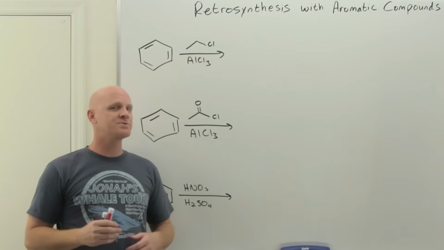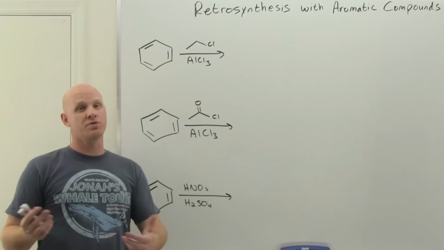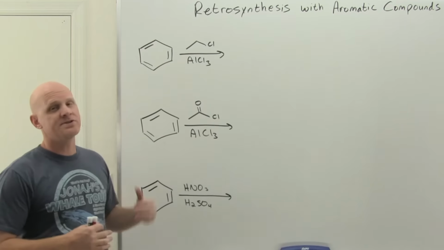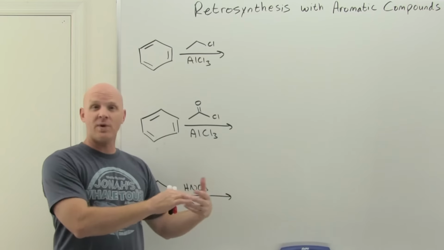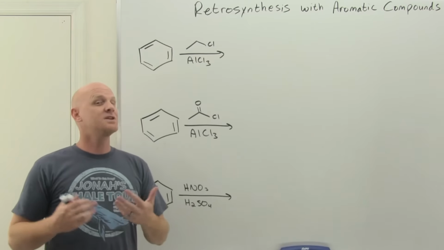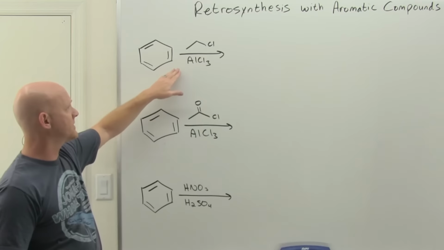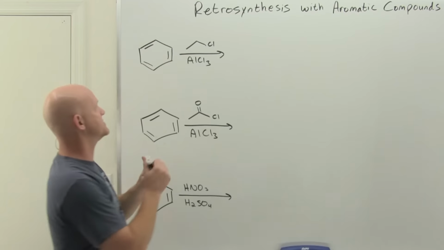All right, so the last patterns I want to look at are what I'm going to call crossover reactions, and nobody calls them that. That's just my little name. It's where you can turn a meta director into an ortho para director or vice versa, which gives you some options of where your EAS reactions could take place. The first one I'll take a look at is Friedel-Crafts alkylation.